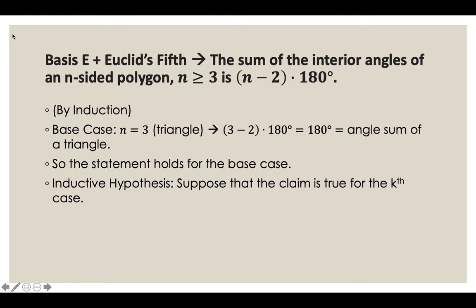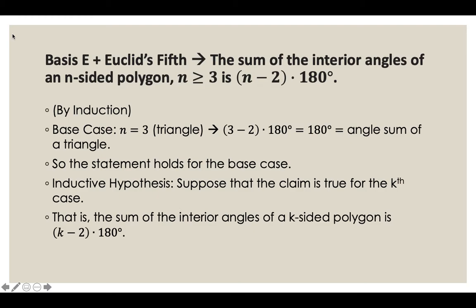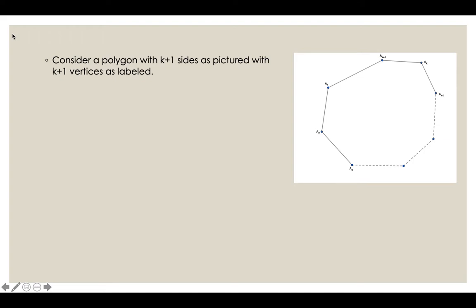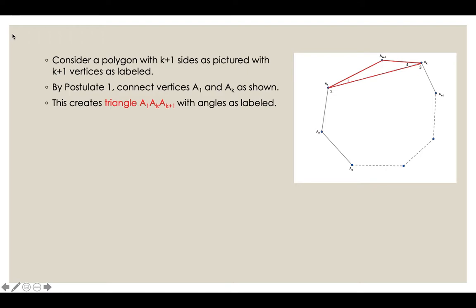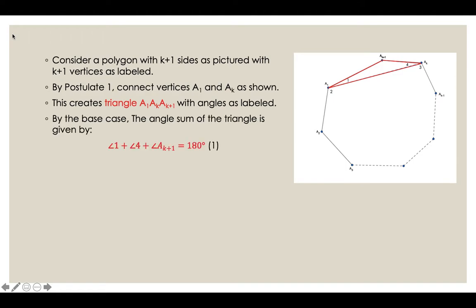Our inductive hypothesis is that we're going to assume that the claim is true for the kth case, that is, that the sum of the interior angles of a k-sided polygon is in fact k minus 2 multiplied by 180 degrees. So let's consider a polygon with k plus 1 sides as pictured, with k plus 1 vertices as labeled. By postulate 1, let's connect vertices a sub 1 and a sub k as shown. This creates triangle a sub 1, a sub k, a sub k plus 1 with angles as labeled.